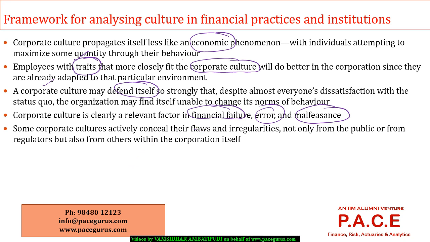And some cultures actively conceal their flaws and irregularities. They don't want the outside world to know more and more about the kind of negative things that they are doing within the organization. Even the regulators will not be aware of them. We have seen so many financial frauds that broke up at the last minute because there is a lot of concealing right from the top. So within the corporation itself, so many things are hidden from the employees, hidden from one layer to the other. So the transparency versus opaqueness, right from the top, also determines how transparent the company is with respect to the various financial practices.